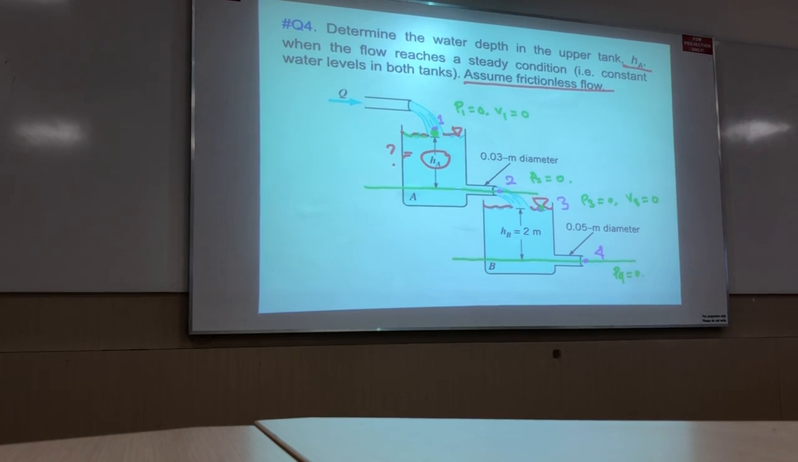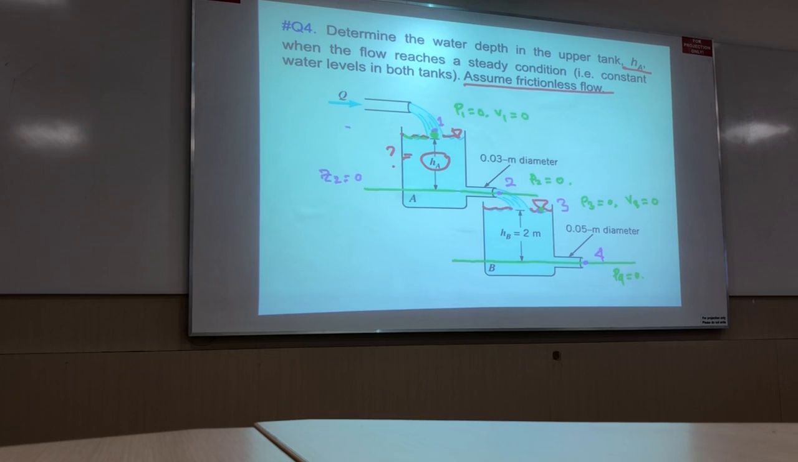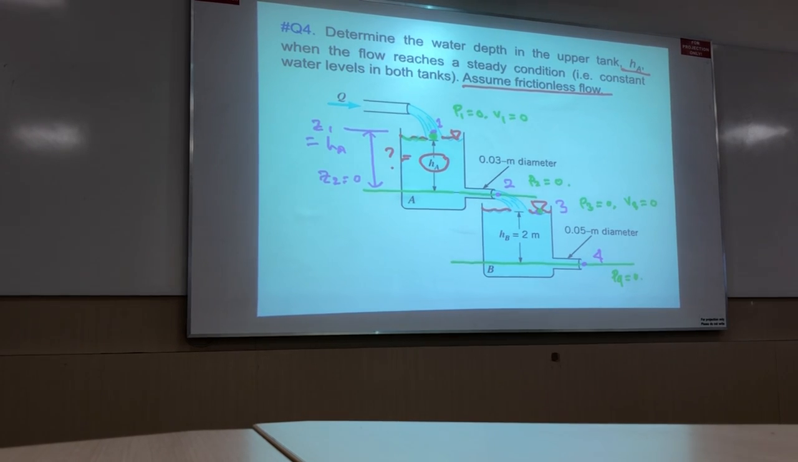So if I choose this as the reference point, I can say Z2 is equal to 0, and Z1 is here, so Z1 is equivalent to H. Similarly, if I choose this as the reference point, Z3 is equivalent to 0 and Z4 is equivalent to 2 meter. Okay, this is the understanding.